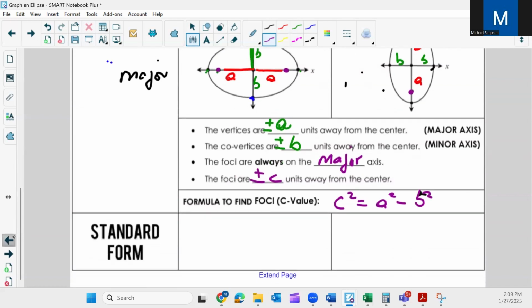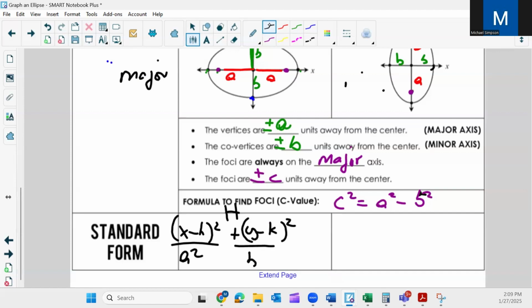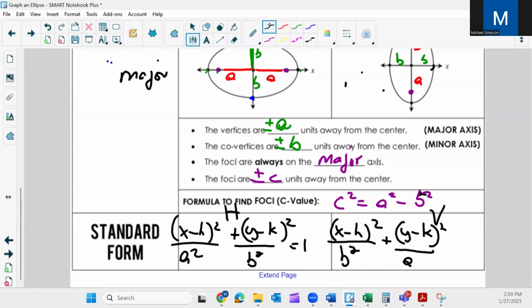We're going to do an example and you'll see how everything comes into play. Again, the formula for horizontal, I gave that already: x minus h squared plus y minus k squared, over a squared over b squared, equal to 1. For vertical, it's going to be x minus h squared over b squared plus y minus k squared over a squared, and that's equal to 1.